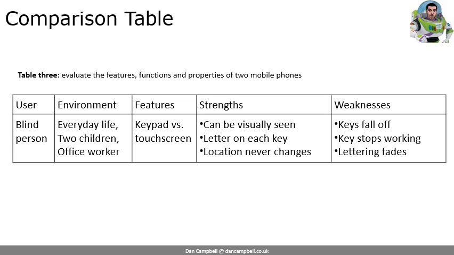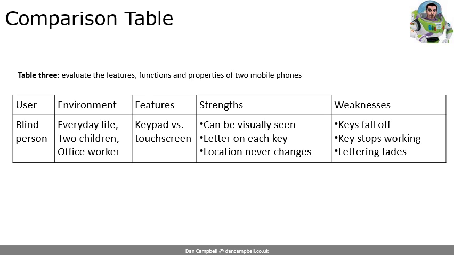So I've extended the comparison table. I've listed the first column a user, so in this case a blind person. I've identified a second column and I call that environment, so I said everyday life, 2 children, office worker, so that's something about the user. And the feature we're going to explore in this comparison table is the keypad versus the touchscreen, and the strengths and weaknesses have stayed the same.